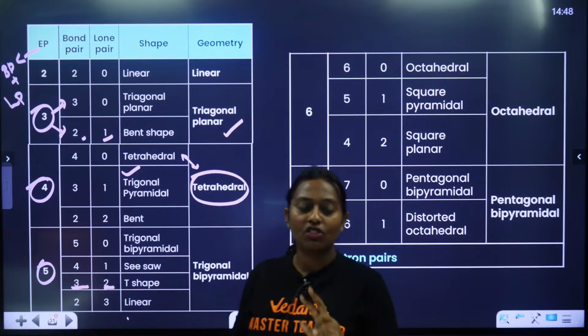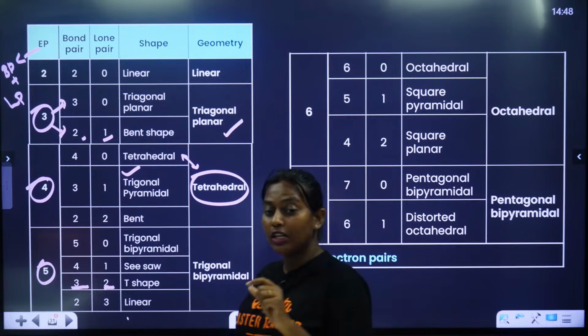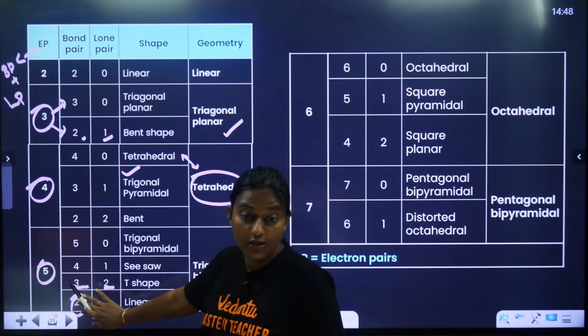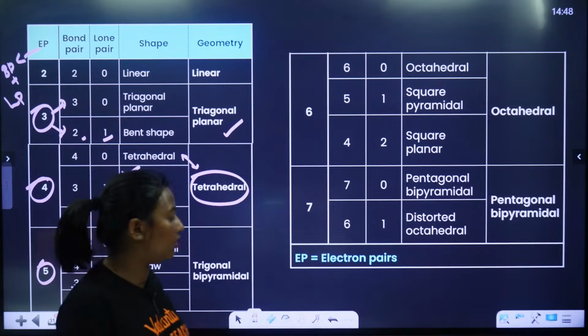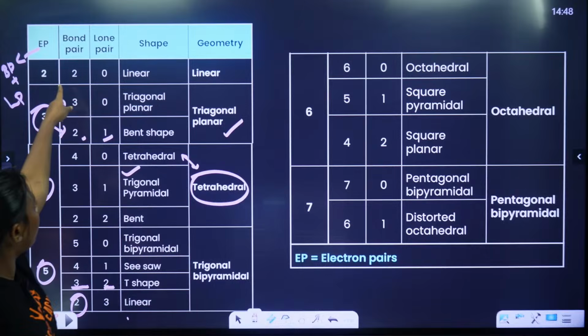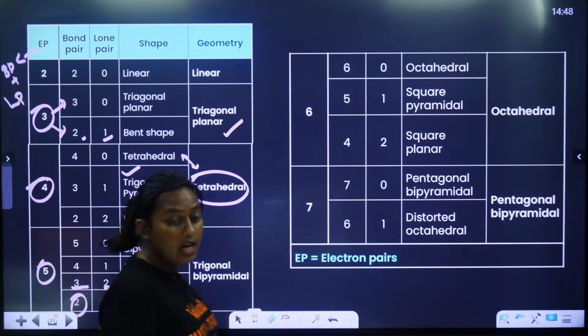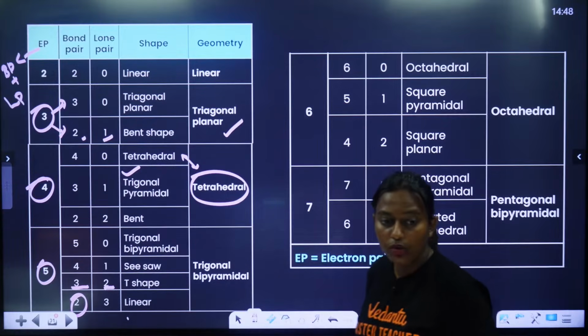Then 2 bond pair and 3 lone pair. Here we will not consider the lone pairs. Then 2 bond pair means it is linear only. Two bond pair means it is linear only.